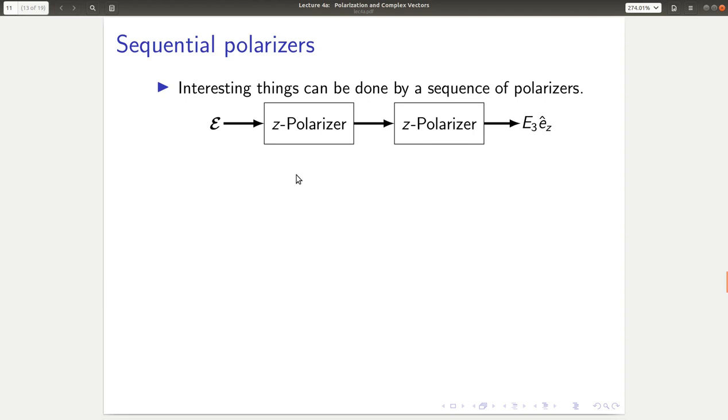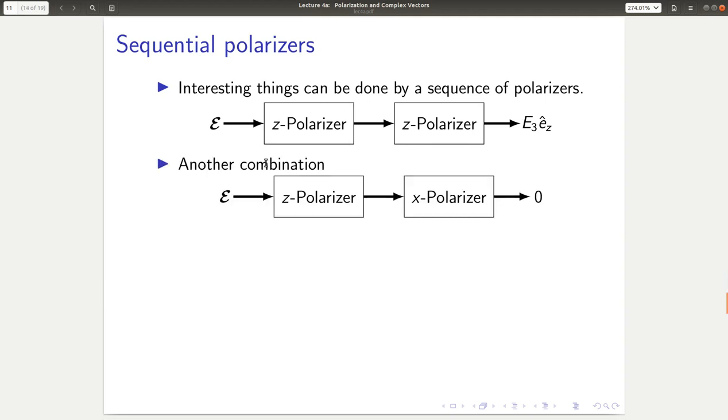Now let's change things up a bit. Let us send a second combination. Here the second one was a Z polarizer; I make it an X polarizer. But now we know that X is orthogonal to Z, and so if you dot E3 Ez cap with Ex cap, you get 0. So you get nothing. If you think of this as light, you will see a black patch. You will see nothing.